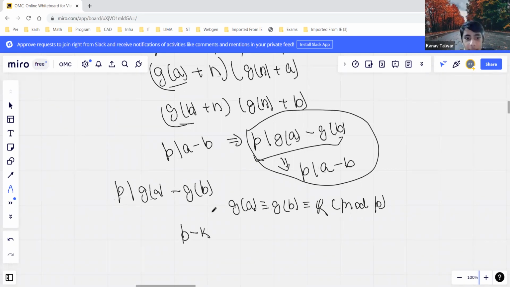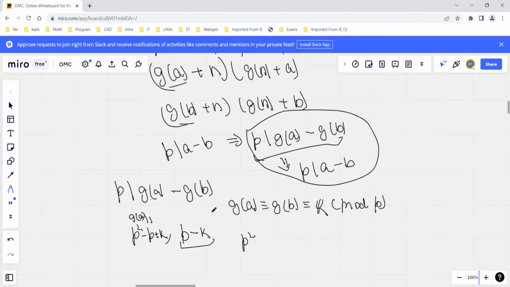But there's just one tiny thing that can actually be an issue. What is that tiny thing? When you choose N to be P minus K, G of A can sadly be this. Right? This can be G of A. But then G of A plus N turns out to be P squared. So you might not have P dividing G of N plus A. Do you get this?